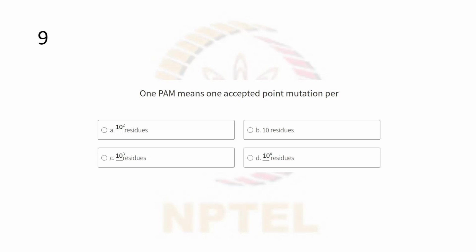Next, we have the concept of matrices. So the first one is the PAM matrix. These are just introduction questions for the PAM matrix. Meanwhile you answer, I'll be giving a brief intro to PAM.